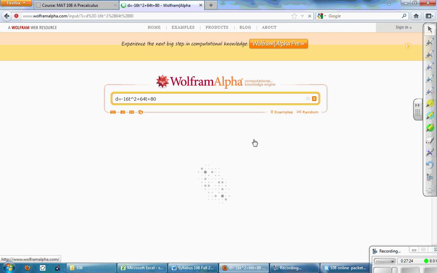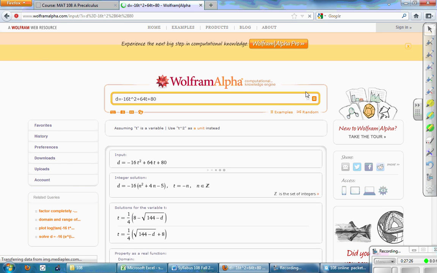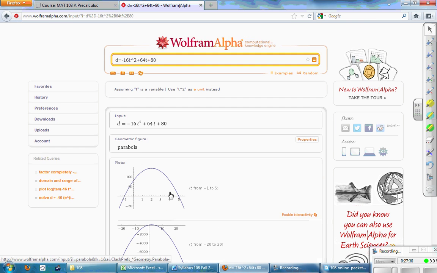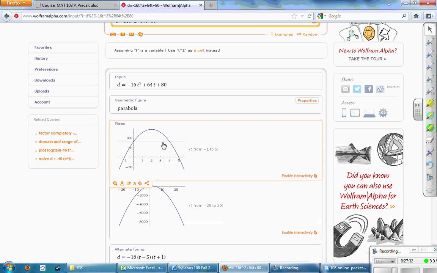So Wolfram Alpha is this computational engine. And what is it telling me here? Okay, it's a parabola. It's showing me the graph right there. It's showing me another graph here. What's going on? Let's see. This graph is from -1 to 1. That's interesting. Those were the 2 t-intercepts that we found were pretty important.